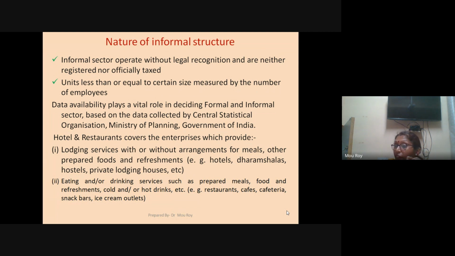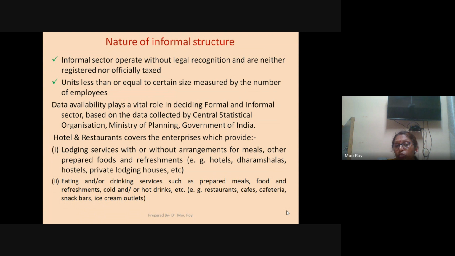That means you are registered. But there are some who are operating and earning money, but they are not registered and not legally recognized. Those are known as informal structure type of business. So data availability plays a vital role in deciding the formal and informal sector, based on the data that is being collected by the Central Statistical Organization, Ministry of Planning, Government of India.